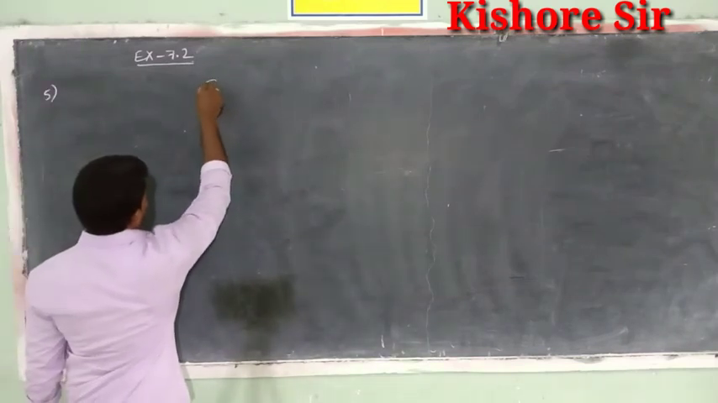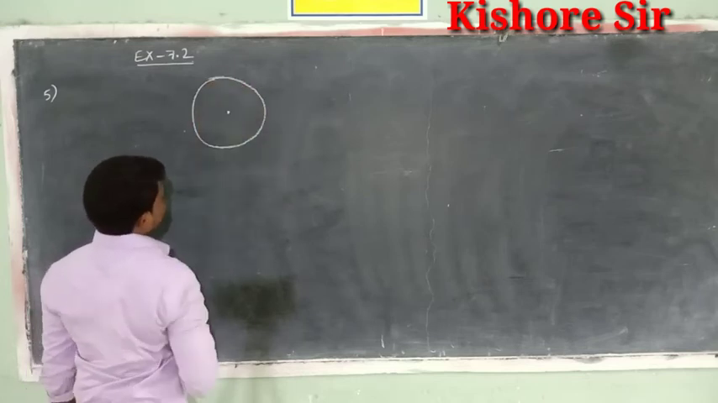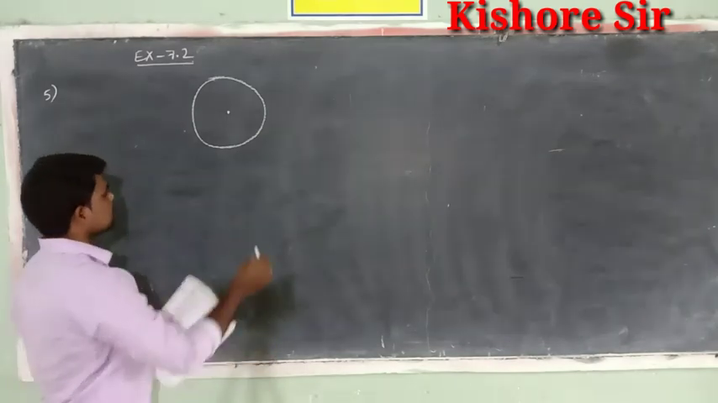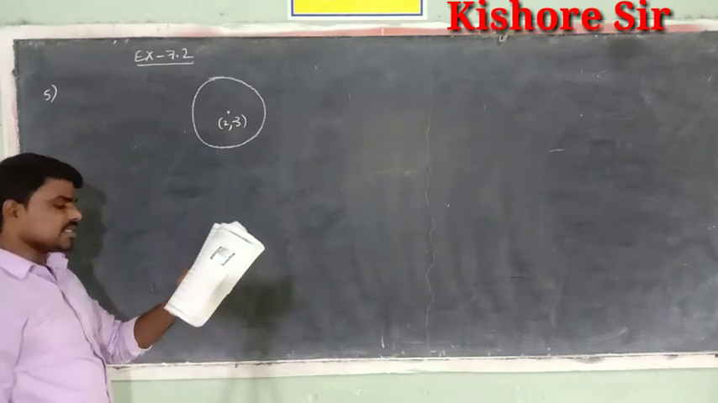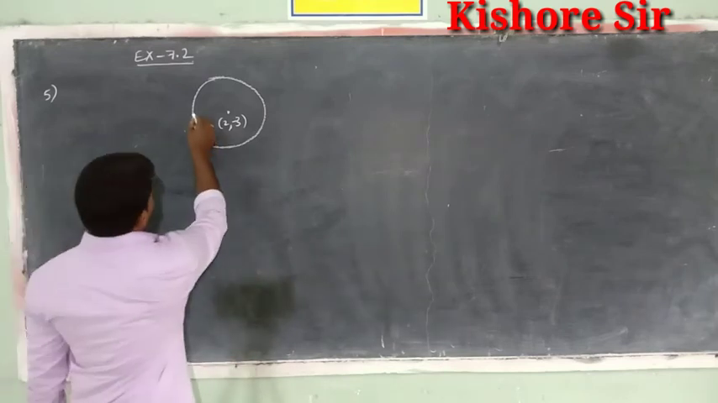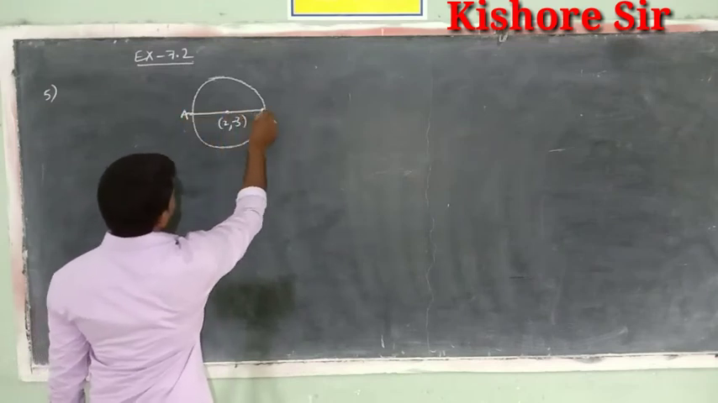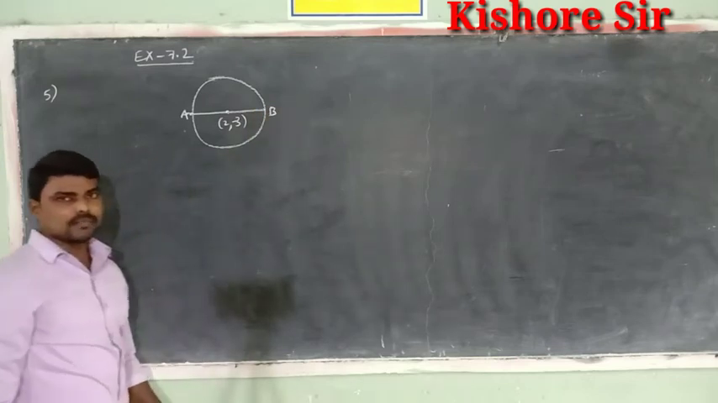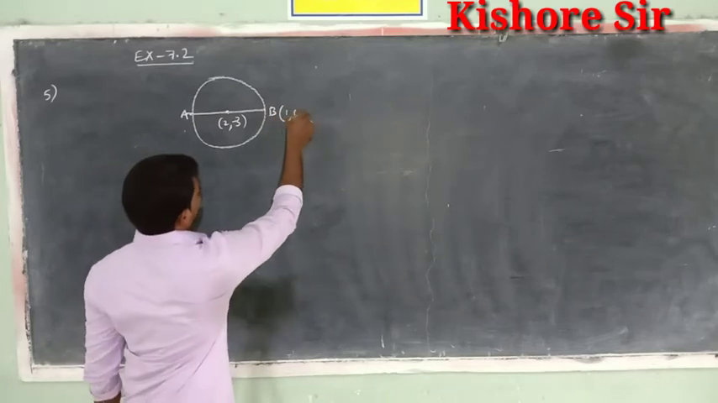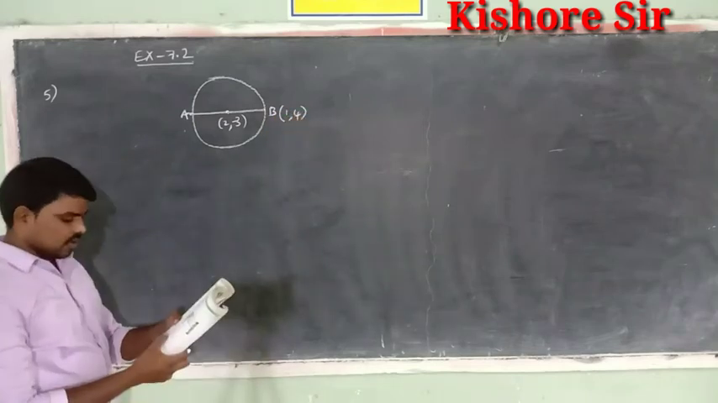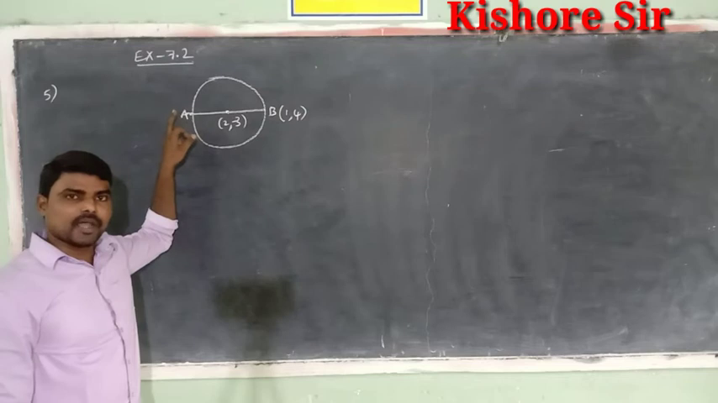First draw a circle. Okay, so this is the center of the circle. The center of the circle is 2, minus 3. AB is the diameter of the circle. So diameter AB. AB is the diameter of the circle. So the point B is 1, 4. Okay. Find the coordinates of the point A.